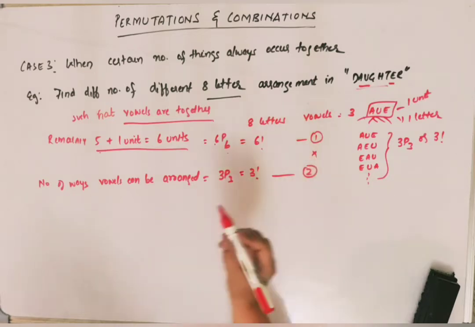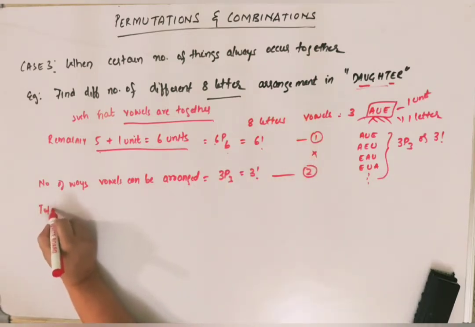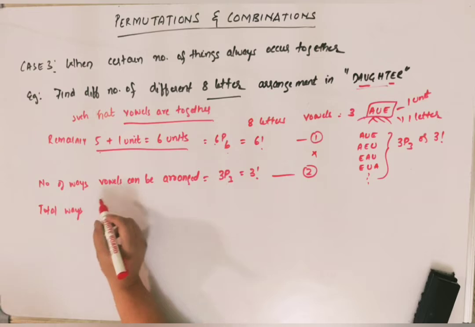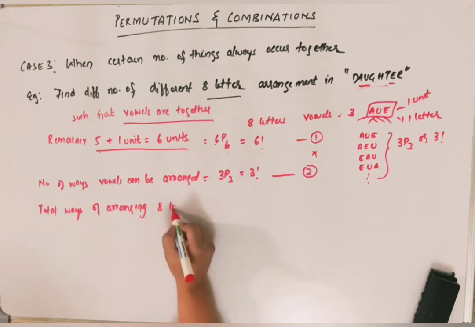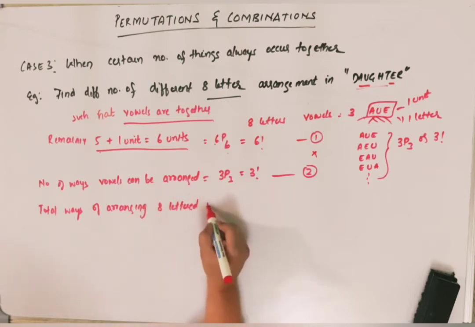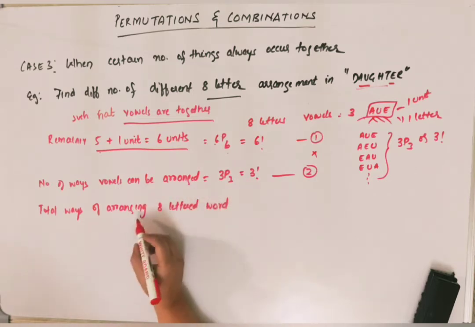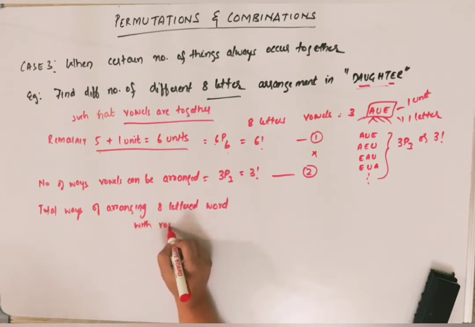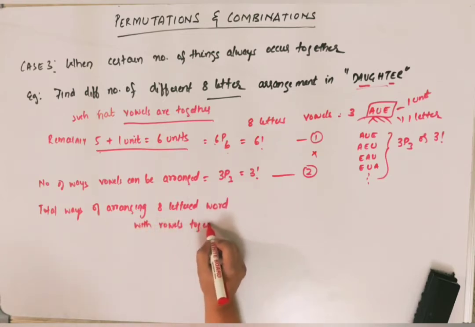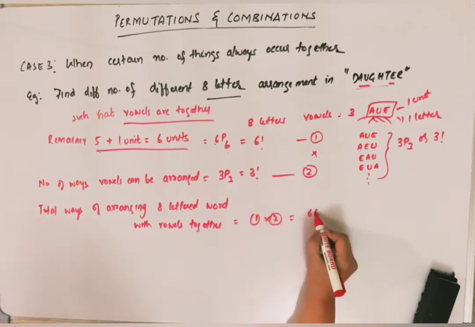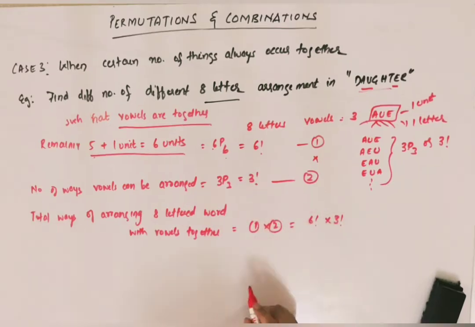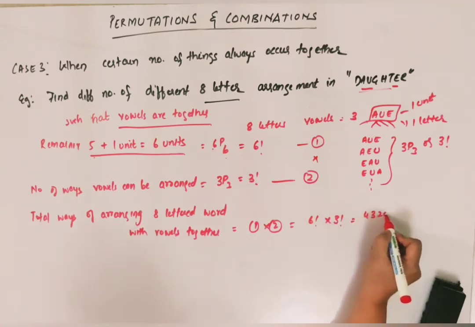We'll have to multiply this too, right? So total ways of arranging the 8-lettered word with vowels together is 6 factorial into 3 factorial. That is 4320 ways.